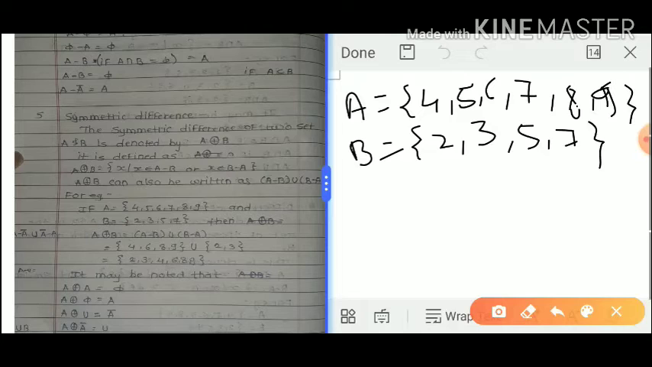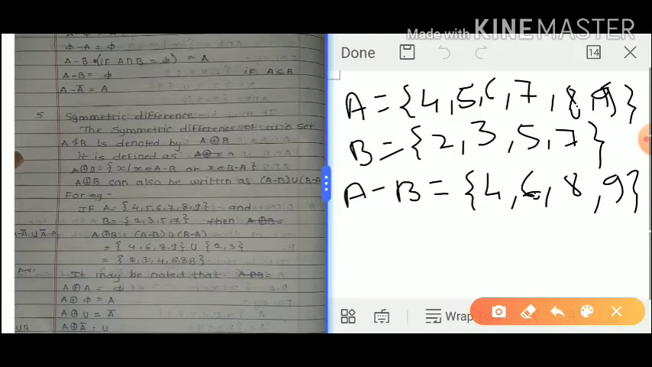So first, A minus B. A minus B equals all the elements of A but not in B. That means the elements of set A which do not belong to set B. 4 is in A and not in B, so write 4. Next element 5 belongs to set B, so discard. Second, 6 does not belong to set B, write 6. 7 also belongs to set B. 8 does not belong to set B, and 9 does not belong to set B. So this is A minus B.